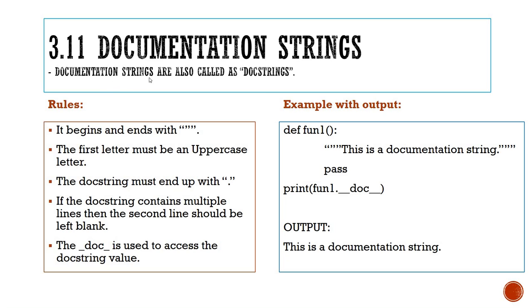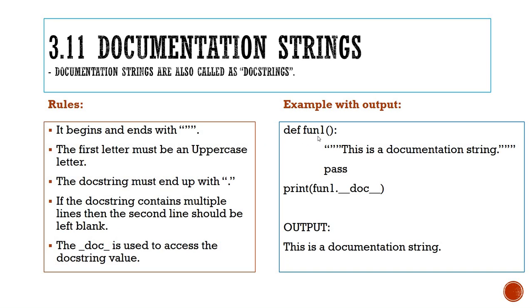Documentation string. Documentation strings are also called doc strings. These are comment-like statements. It begins with a quotation mark. The first letter must be an uppercase letter, and it must also end with a full stop. If the documentation string contains multiple lines, the second line should be left blank. So this is the example program.